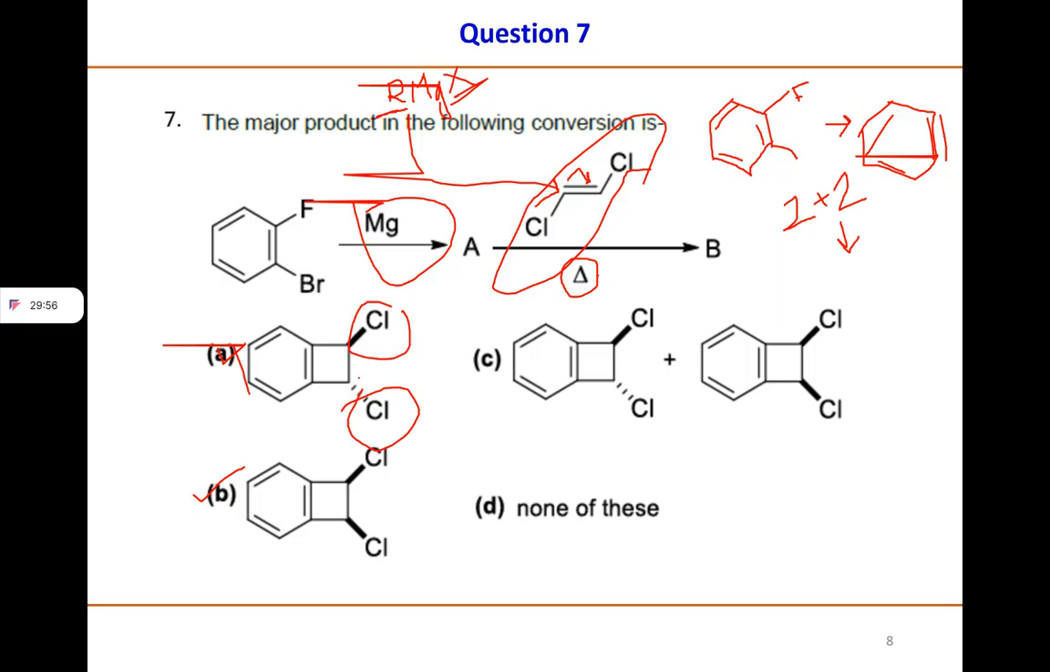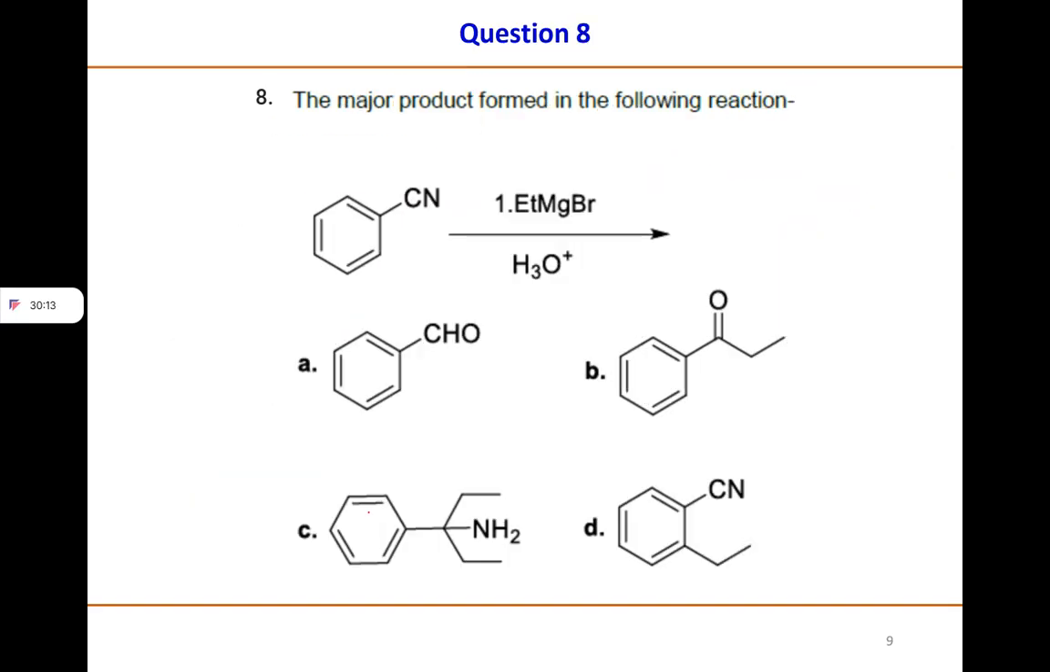Talking about C, it has both the products. Here we will get exclusively one product. Both products are possible when the mechanism is going via an ionic mechanism. This is the concerted mechanism after benzyne formation. So that's why the correct answer is option number B.